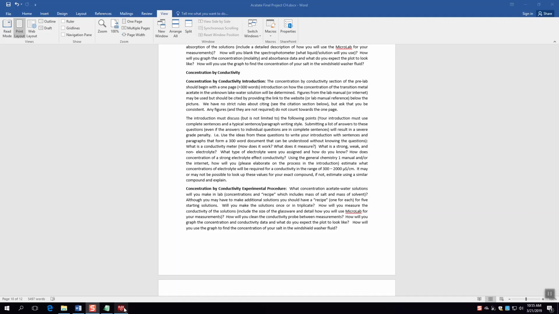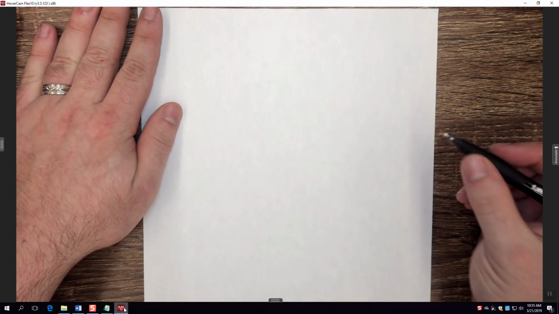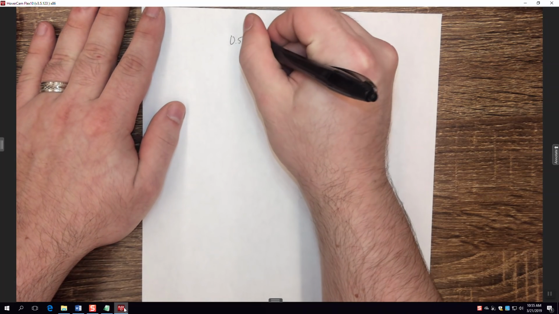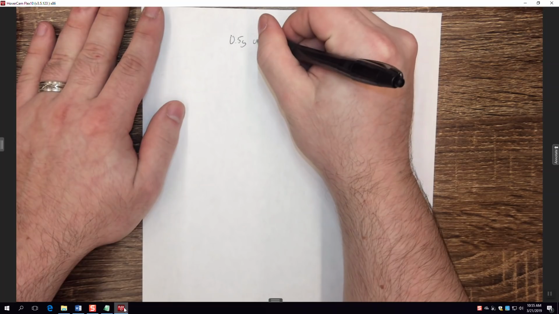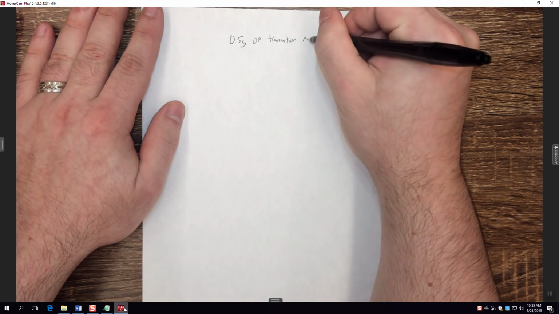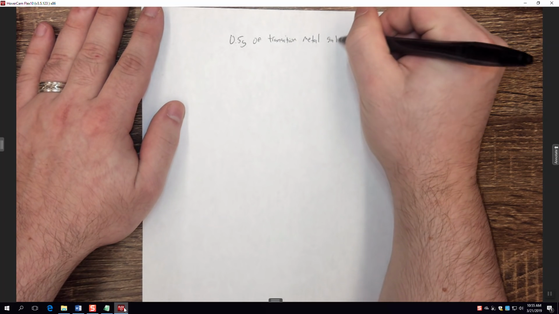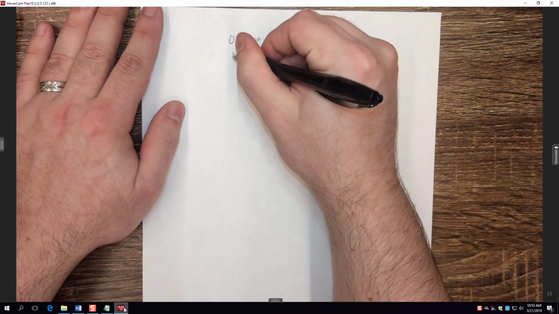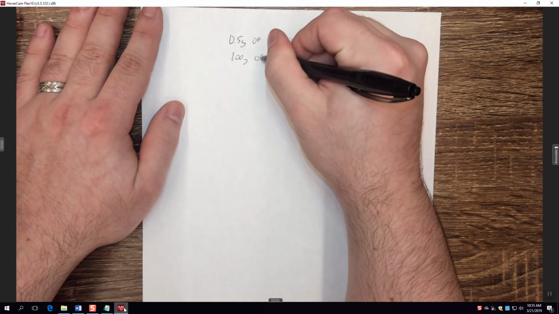Well, the first thing you need to do is make a stock solution. I'm going to give you some guidelines and some advice on how to use that stock solution in order to find the range of your calibration curve. The stock solution should be made by taking 0.5 grams of your transition metal salt, and you're going to add that to 100 grams of water.